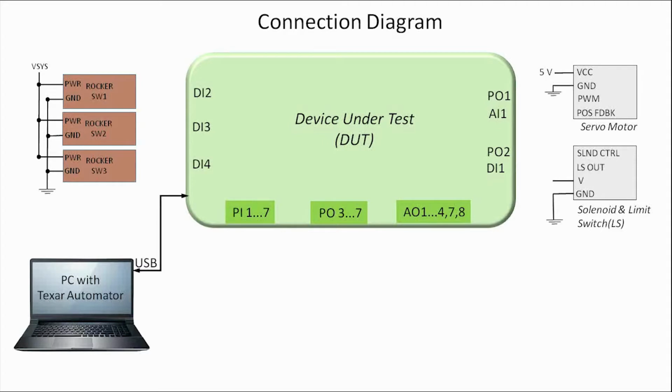The position of the servo motor is controlled using the pulse-out signal, PO1. The servo has a feedback voltage, which is dependent on its position. This feedback line is connected to AI1. The solenoid is powered from the system voltage of DUT. PO2 energizes or de-energizes the solenoid.